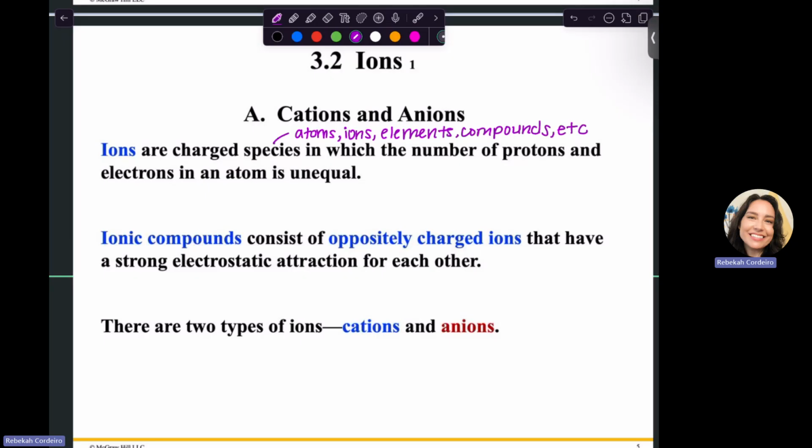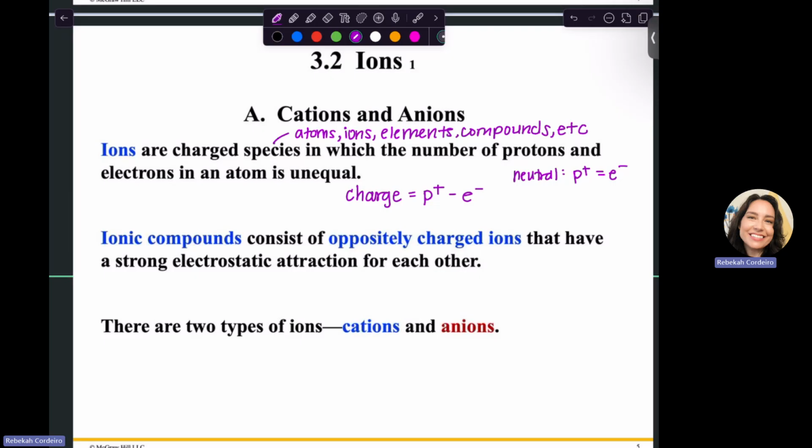The number of protons and electrons in the charge are unequal. So remember from atomic structure, the charge can be calculated by looking at the number of protons minus the number of electrons. And if they're equal, if this is 10 and this is 10, the charge would be 0. So it's neutral if the protons and the electrons are equal. If it's not neutral, if it has a charge, we call it an ion, and protons and electrons are unequal.